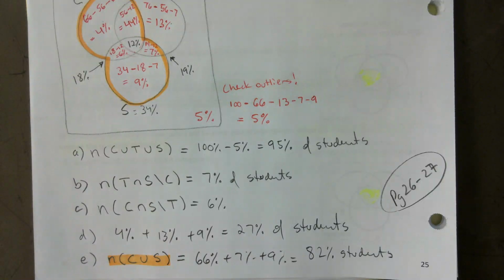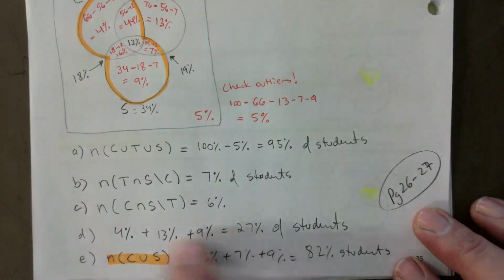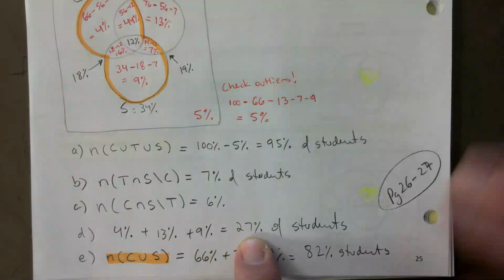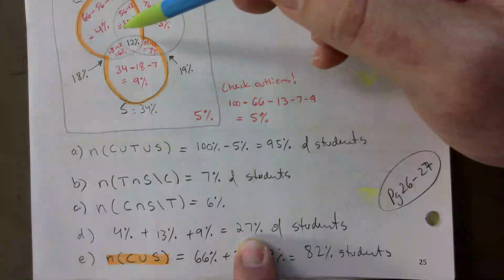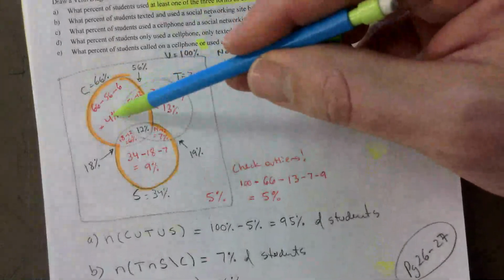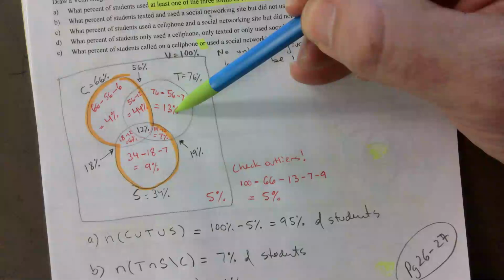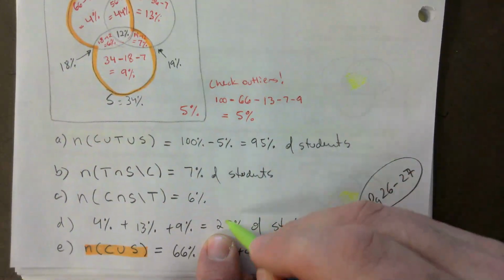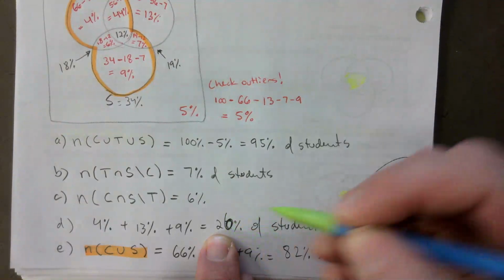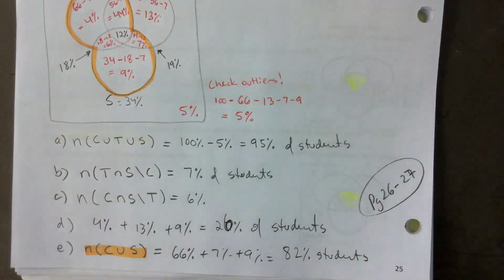Thank you for letting me know. This is not 27, but 26 here, folks. 4, 13, and 9 is 26. Did I copy the numbers wrong? 4, 9, and 13. No, that's right. So 26%. Sorry, my bad. 1%, Mr. Dirksen. What is that, right?